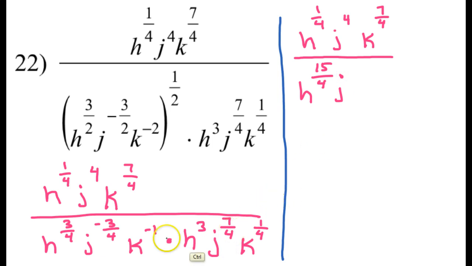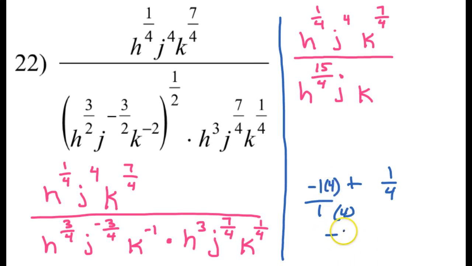Okay, that was fun. So anyway, with the k's then. Alright, get ready for the k's. I've got negative 1 plus 1/4. Okay, like denominators. So that's going to be negative 4/4 plus 1/4. So that's negative 3/4.